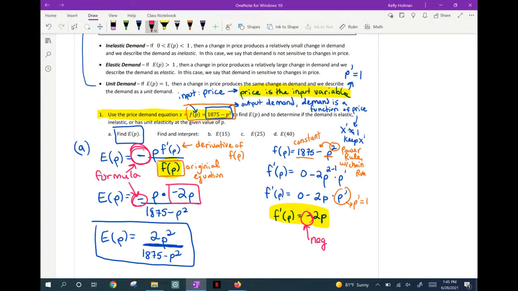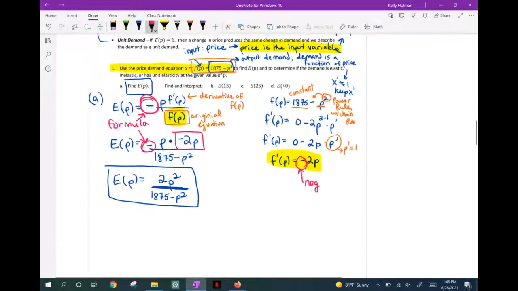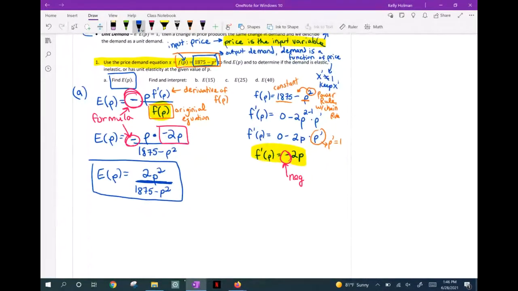Okay, because now we're going to use this. We did all that calculus. Now we're going to interpret. There's not too much to interpret on this one. Just plug and chug, but let's do it. So we're going to do 3 different scenarios. For B, we're going to find E of 15. For C, we're going to find E of 25. And then for D, we're going to find E of 40.